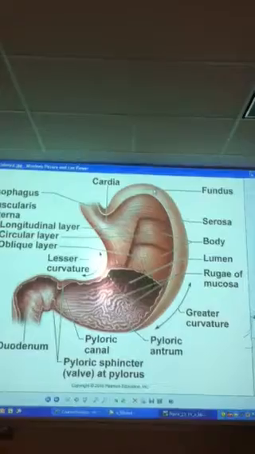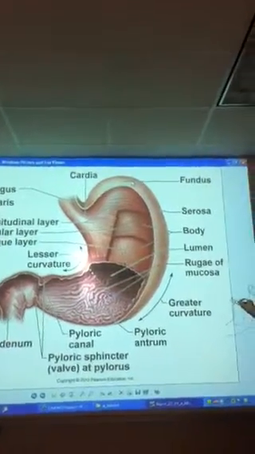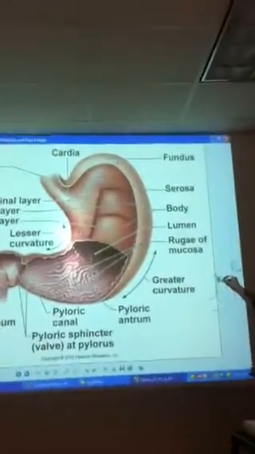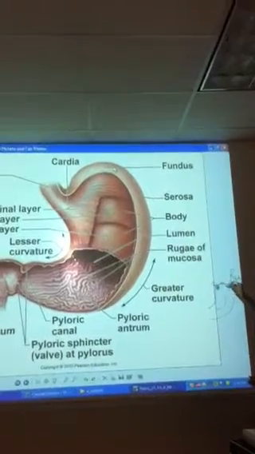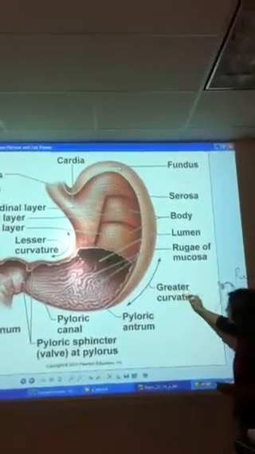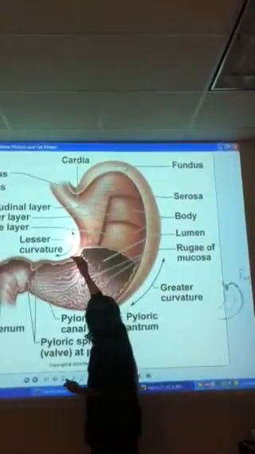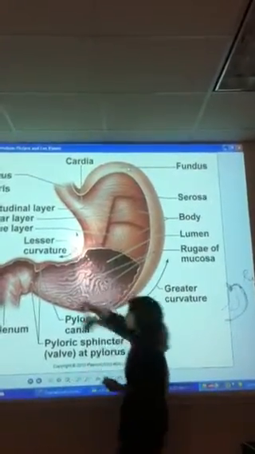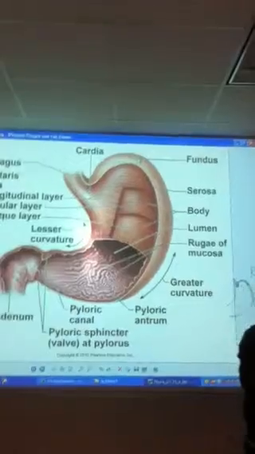Right? So this is the portion where the esophagus comes and joins, the cardia. This curvature is called the fundus. This larger curvature is called the greater curvature, and this is the lesser curvature. What membrane is attached to the lesser curvature?